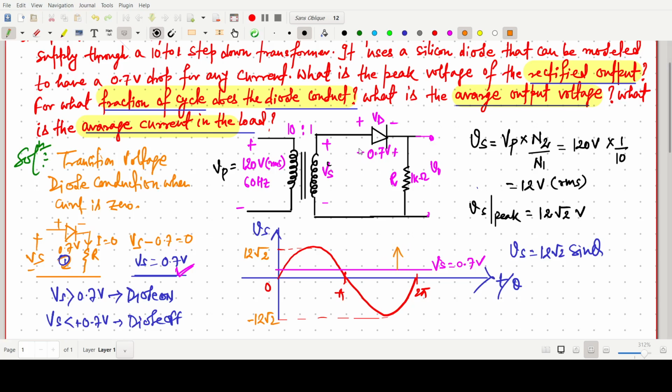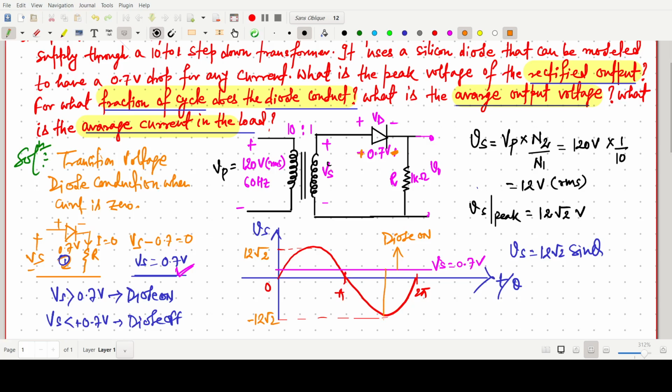So Vs greater than 0.7, the diode will be on. This we will write as plus minus 0.7 volt. Okay, this is my mistake, plus minus 0.7. So above this the diode will be on, simple. Like 1 volt, so the diode will be on. Below 0.7, like 0.6, the diode will not be on.